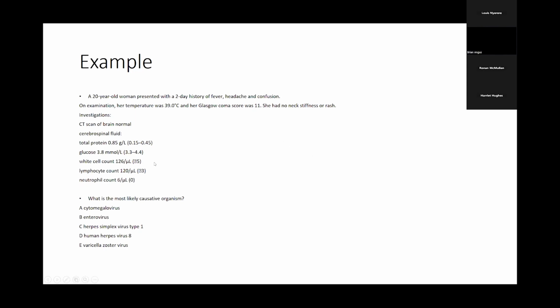Some of the questions, obviously, particularly basic science, don't have so much of a clinical stem, although often they are put in some sort of clinical context. But as I say, really the most important way of revising for these papers is to do lots and lots of questions.